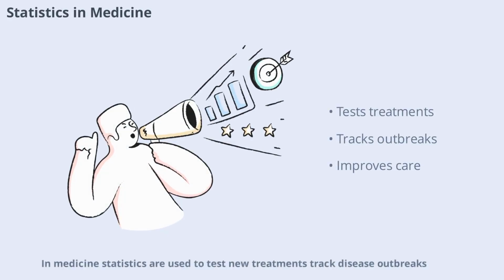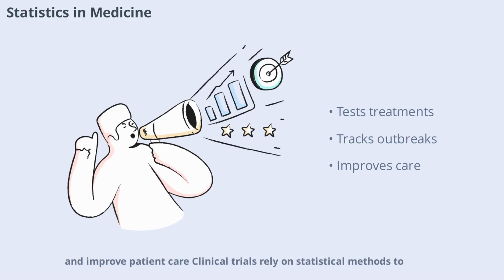In medicine, statistics are used to test new treatments, track disease outbreaks, and improve patient care. Clinical trials rely on statistical methods to determine if a drug is safe and effective. Without statistics, medical research would lack the rigor needed to protect public health.